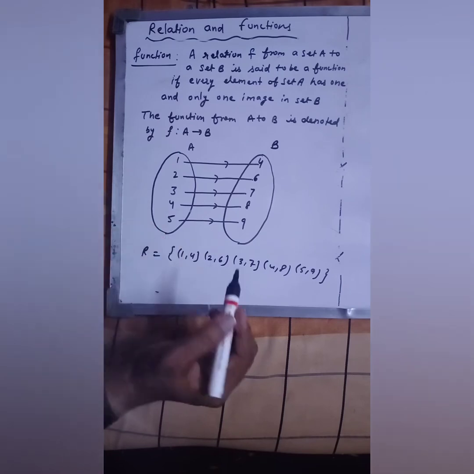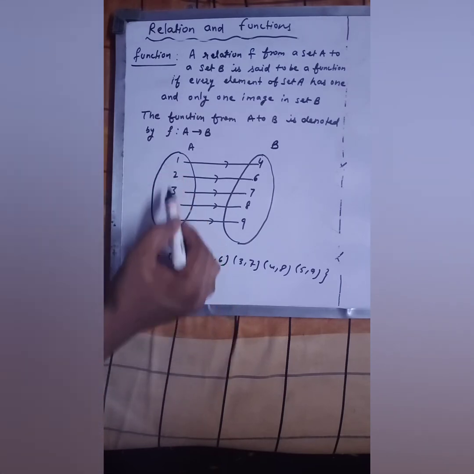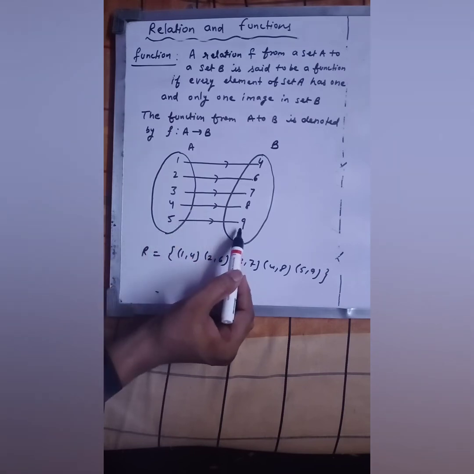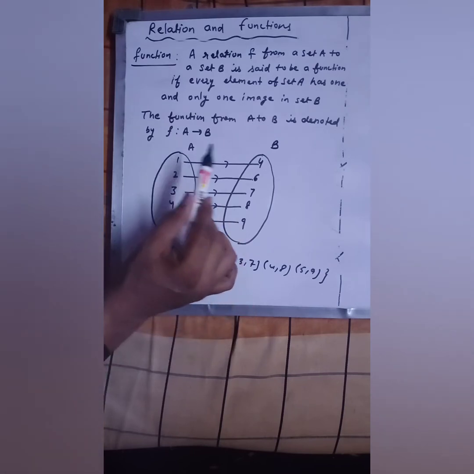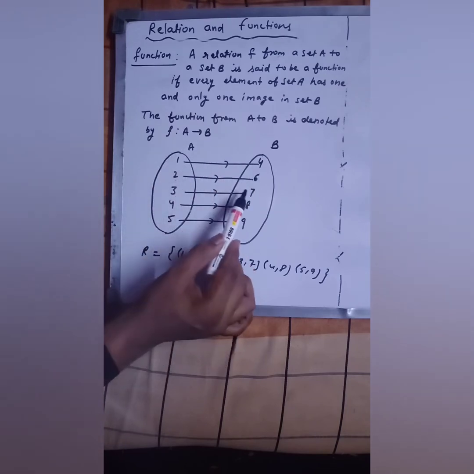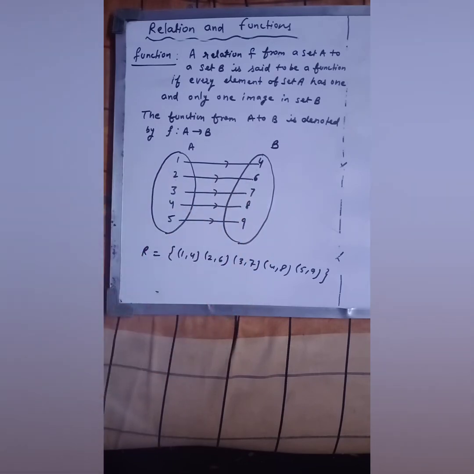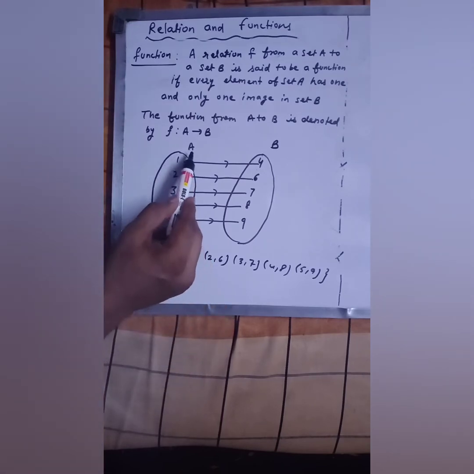This first one is called the pre-image, and this is called the image. Image of 1 is 4, image of 2 is 6, image of 3 is 7, and the pre-image of 7 is 3, pre-image of 6 is 2. Understood what are pre-image and what are image? Got it?